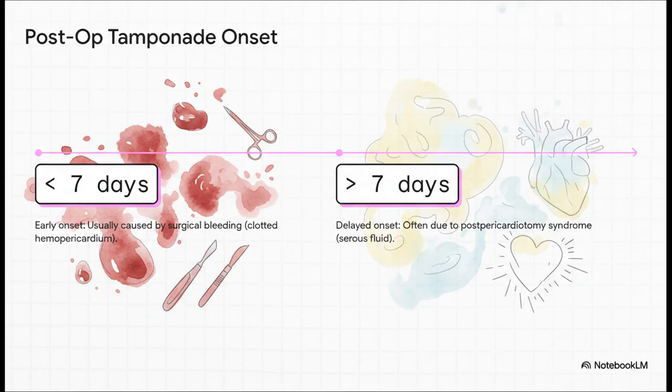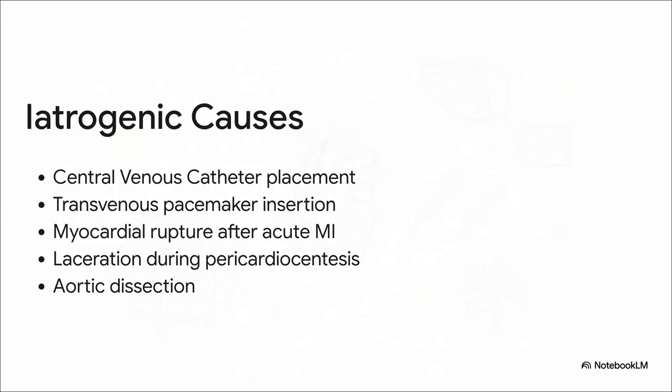If it happens early, within the first week, it's almost certainly surgical bleeding, and it's going to be clotted. If it happens late, after a week, it's more likely to be an inflammatory process, like post-pericardiotomy syndrome, and the fluid will be serous. That difference dictates the best approach for drainage. And we should always have the humility to remember the iatrogenic causes. This can be a rare but devastating complication of procedures we do every day, like placing central lines or pacemaker wires. We have to maintain that high index of suspicion, not just in post-op patients, but in any patient with central access who suddenly becomes unstable.